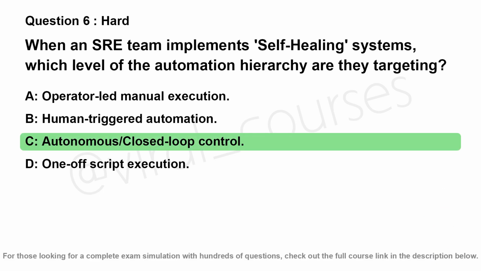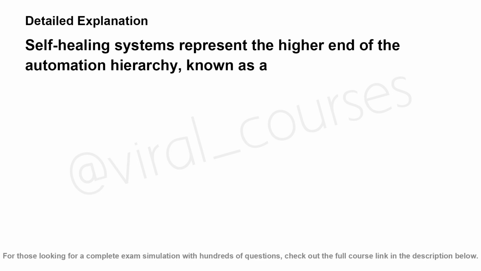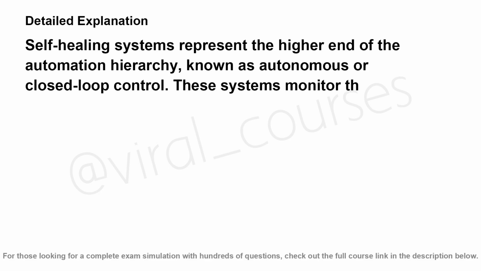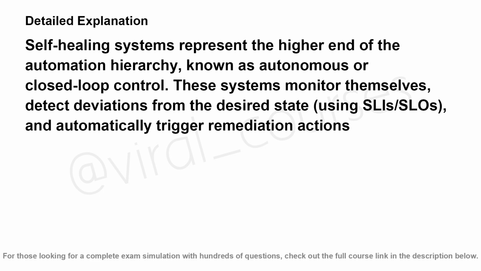The correct answer is C. Self-healing systems represent the higher end of the automation hierarchy, known as autonomous or closed-loop control. These systems monitor themselves, detect deviations from the desired state, using SLIs, SLOs, and automatically trigger remediation actions without human intervention.